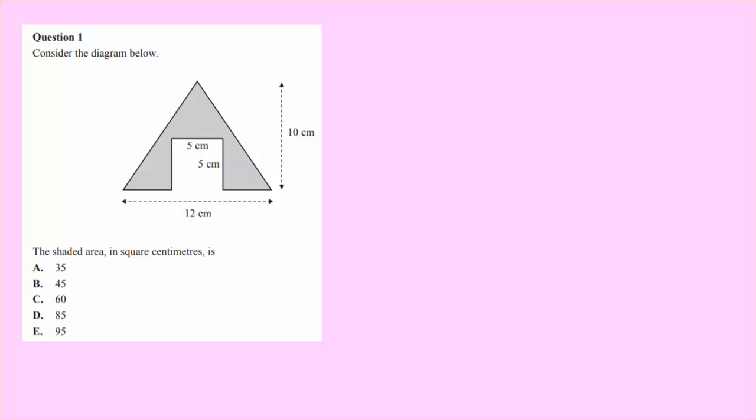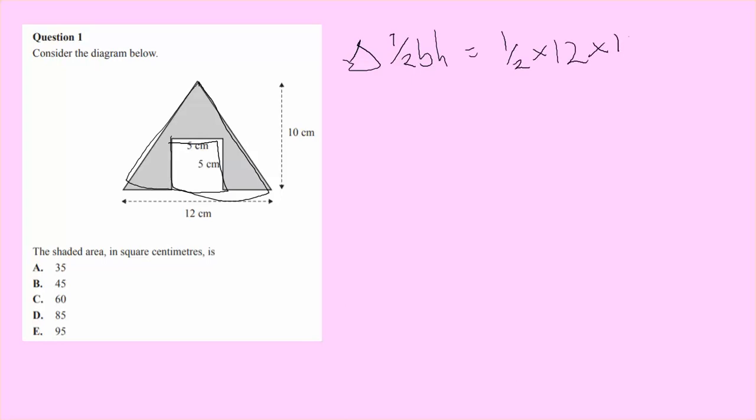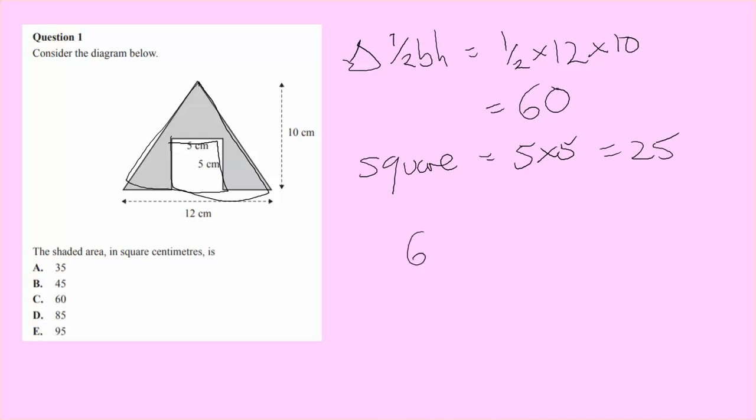Question 1. Find the area of the shaded section. So we have a triangle with the square cut out. The area of the triangle is half base times height, so half times 12 times 10 equals 60. And the square, 5 times 5, 25. So the shaded area, 60 minus 25 equals 35 centimetres squared.